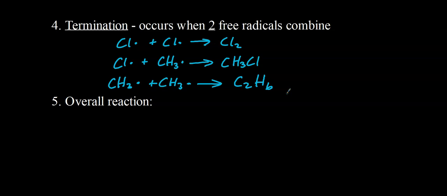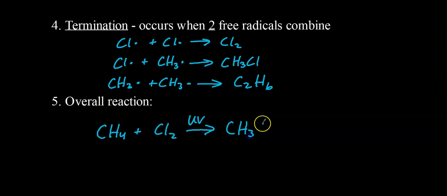Usually the overall equation that occurs is this. This is how we write it. So we have methane or any other alkane reacting with chlorine in the presence of UV light to make chloromethane and hydrogen chloride. So this is the monosubstituted alkane.